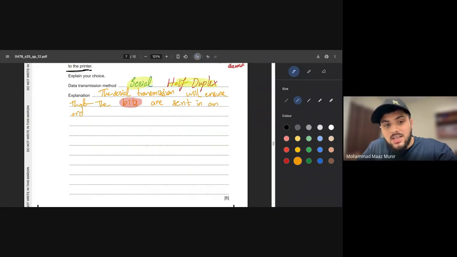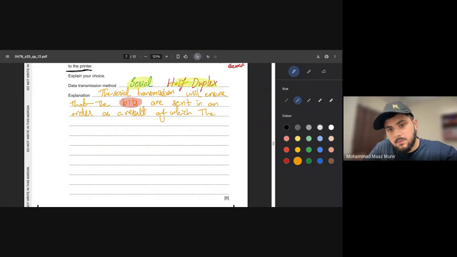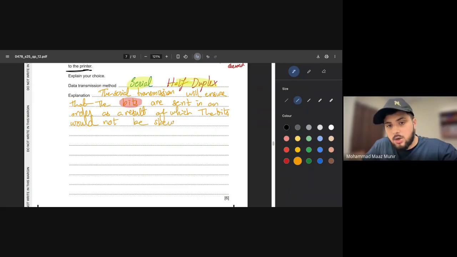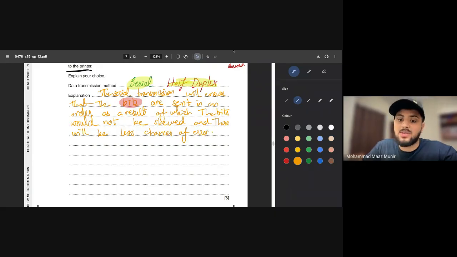अब इसका फायदा क्या हुआ, इसका फायदा ये हुआ कि यार द bits would not be skewed or maybe there are less chances for errors. So as a result of which the bits would not be skewed. Skewed का मैंने आपको पहले ही बता दिया, मतलब out of order, and there will be less chances of error. And so when I write this, you're going to see that I have completed almost half of the examiner requirement, which means I'm getting 4 out of 6. Now, how do I get the remaining 2 marks?